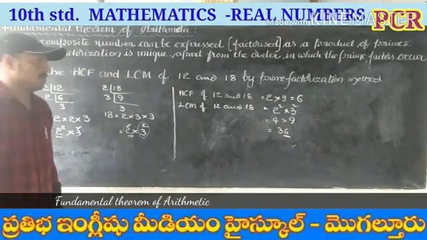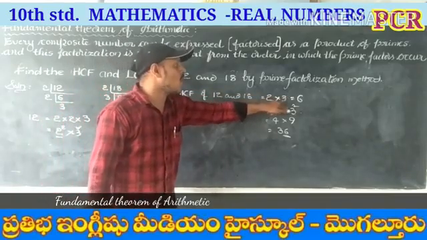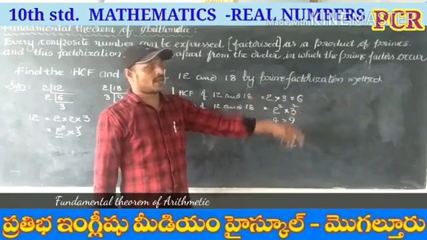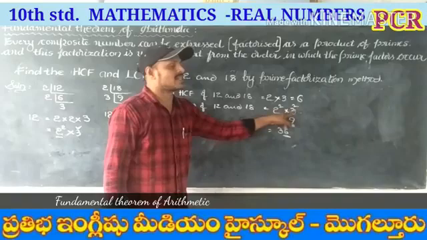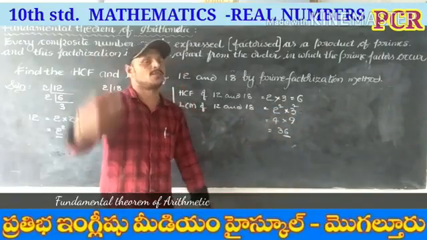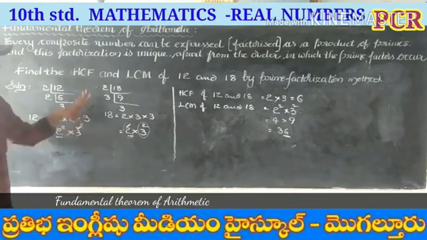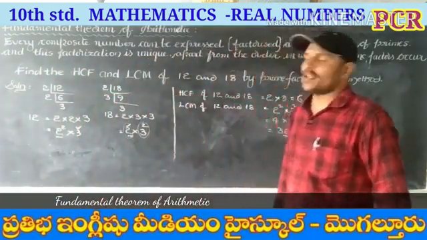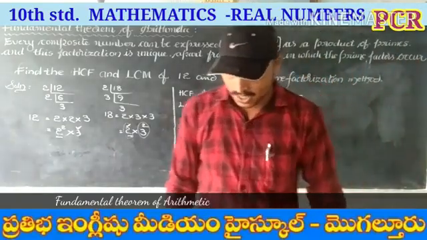12 and 18. So the HCF of the two numbers is the product of least powers of the common factors, and LCM means the product of each factor with the highest power. So this is finding HCF and LCM by using the prime factorization method, and you can try.